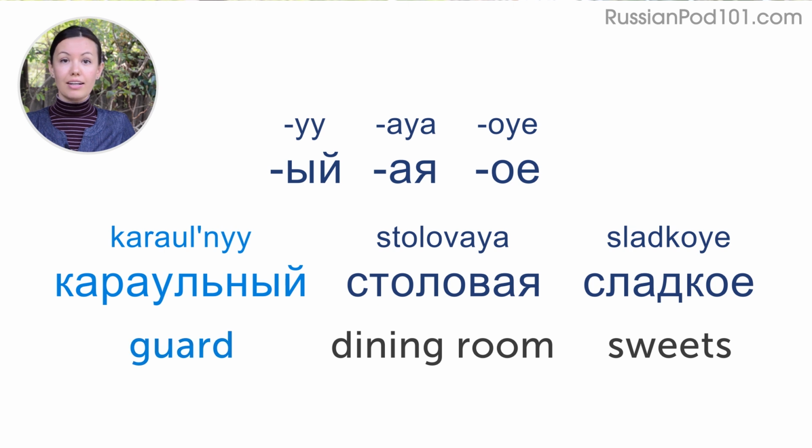And now we'll talk a bit about the cases when adjectives act as nouns. The examples of these are караульный, guard, столовая, dining room, сладкое, sweets. Again, similarly to the regular nouns, such words have typical endings. The masculine ending is «ый», with the consonant at the end, караульный. The feminine ending is «ая», with the vowel at the end, столовая. The neuter ending is «ое», with the vowel «е» at the end, сладкое.